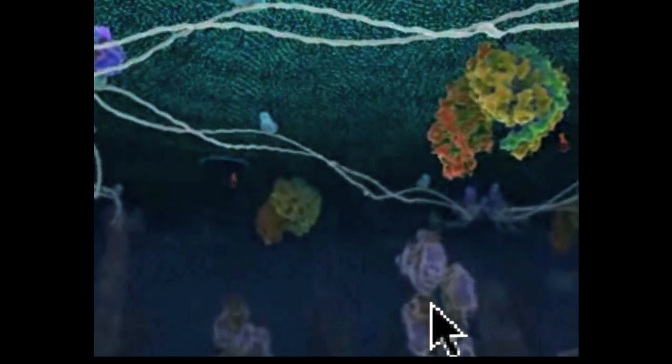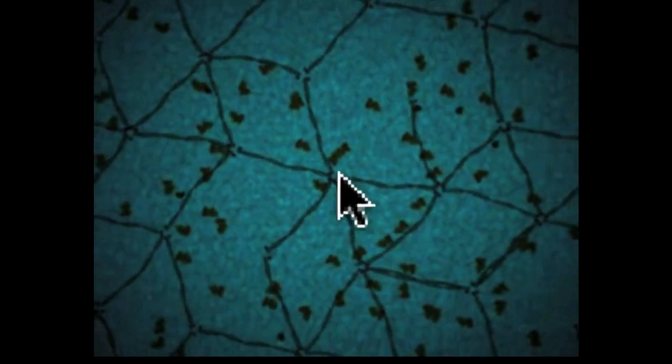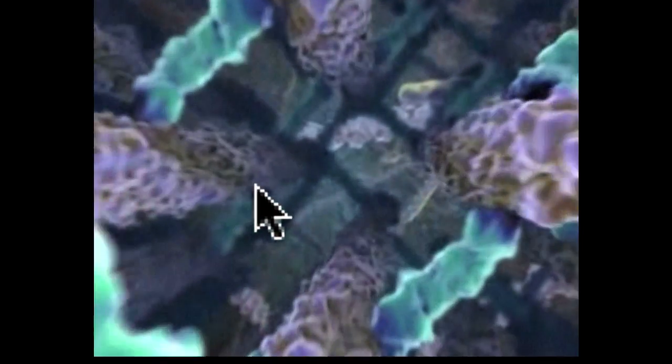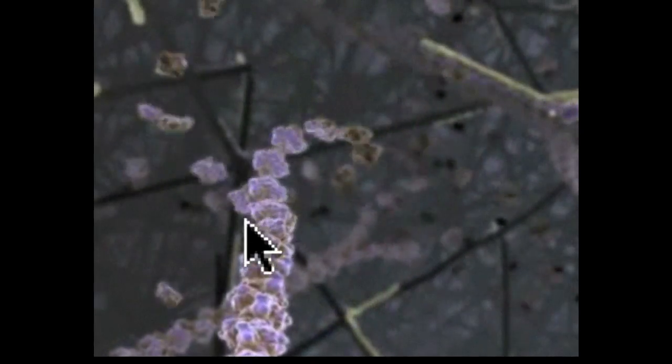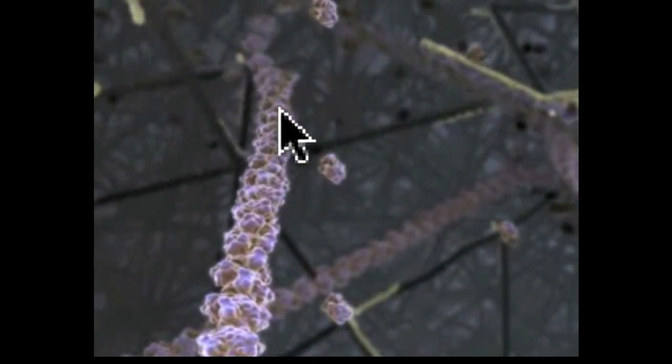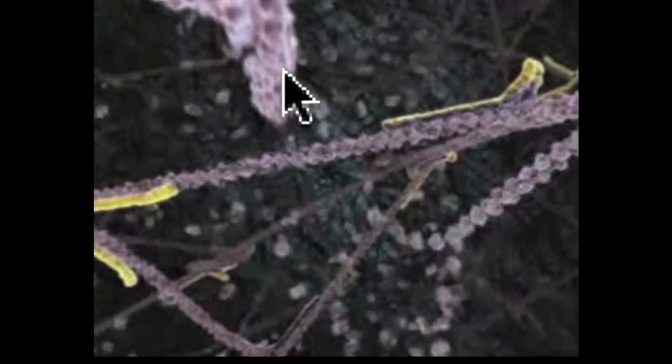this is the actin network. Here are actin filaments. You can see the double helical nature of the actin microfilament. And here we're seeing actin polymerized into long filaments. So the globular actin monomers are being polymerized into long filaments.